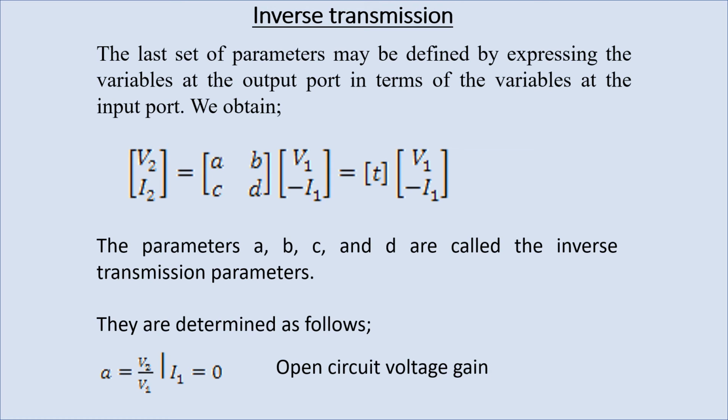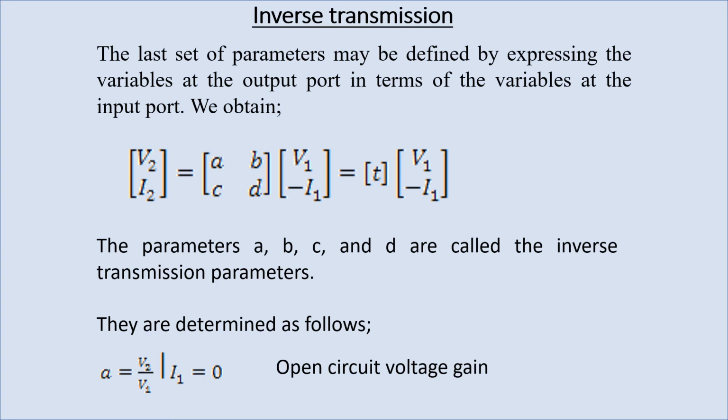In matrix form, we have our 2 by 1 matrix V2, I2 equals the small letter a, b, c, d, that is a 2 by 2 matrix, multiplied by our V1 and minus I1, that is a 2 by 1 matrix. That will give you the matrix form of small letter t, the inverse transmission parameters, multiplied by your V1 and minus I1. Just like we have said before, our inverse transmission parameter is represented by small letter a, b, c, and d.